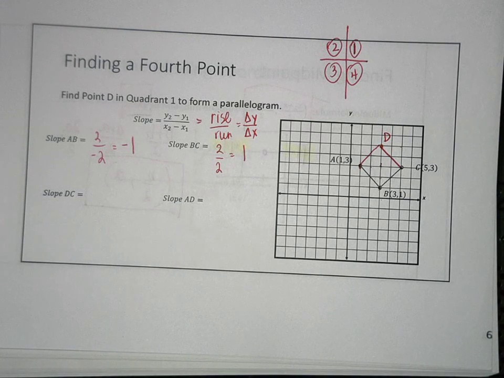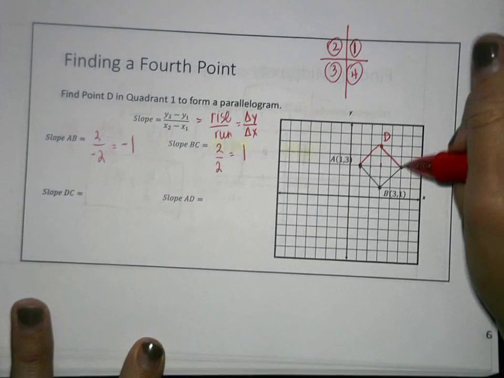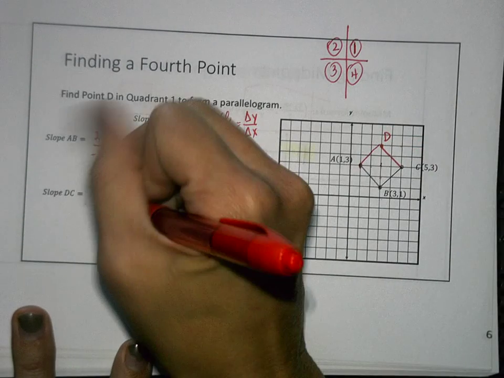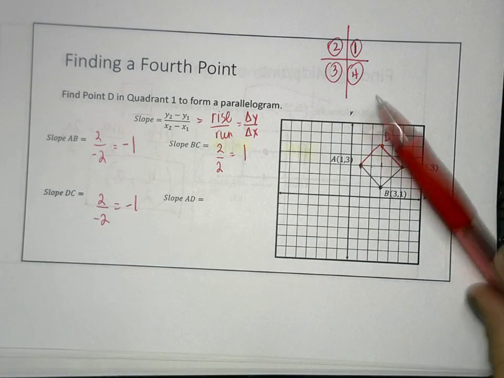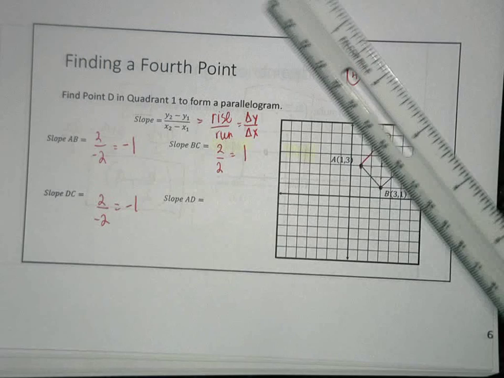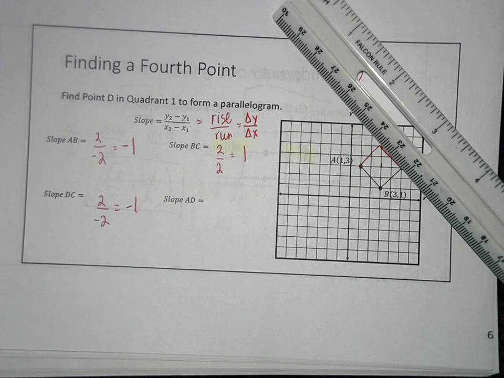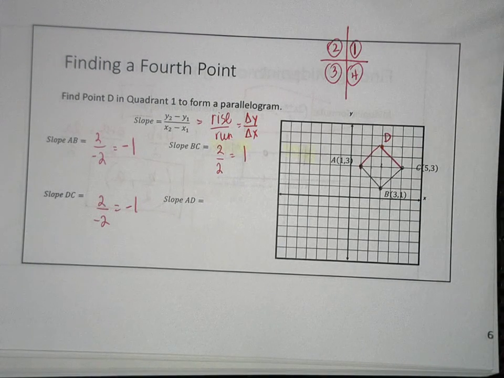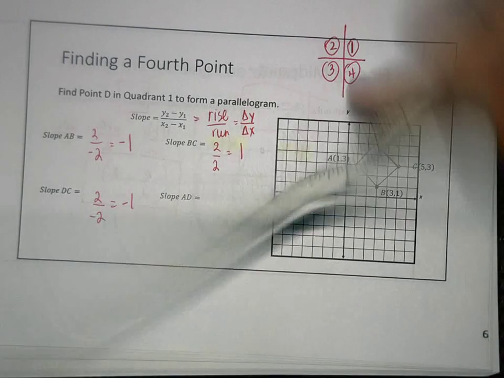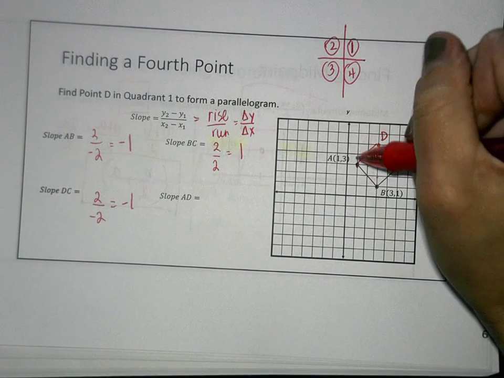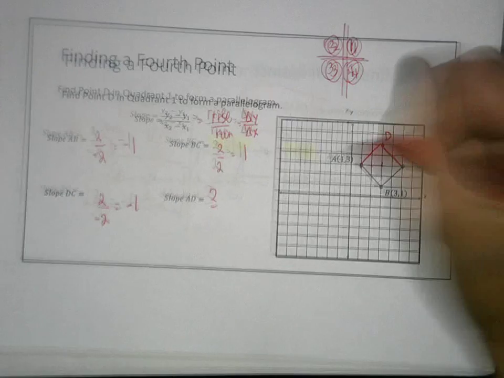Okay, so what's the slope of DC? Two over negative 2, which reduces to negative 1. And if you notice, line AB right here and line DC should both be parallel, right? And they are. So what do we think the slope should be for AD? Positive 1, because that should be parallel to BC. And if we look, it's rising up 2 and going right 2, which reduces to positive 1.